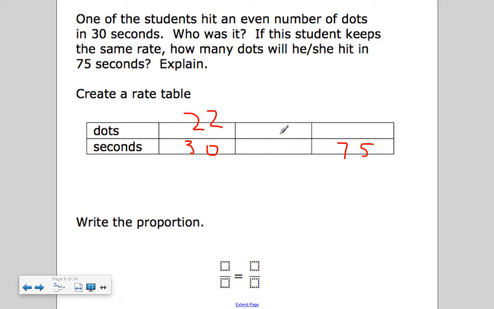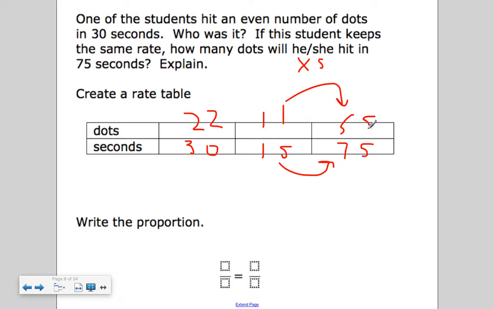Can 30 go in 75? We have to break this down. We're going to multiply by a scale factor of 1/2. Or another way of saying that is divide by 2 because reciprocal, remember? Dividing by 1/2 is times 2. So now can I build it up to 75? Times 5. The scale factor is times 5. And that would be 55.